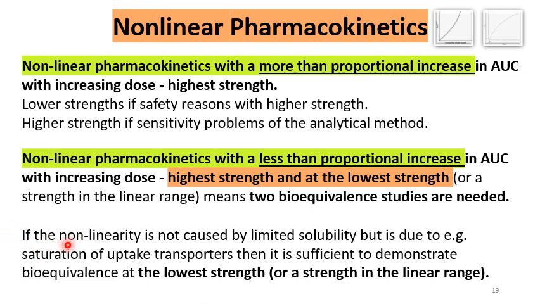Now if the non-linearity is not caused by limited solubility but it is due to the saturation of uptake transporters, then it is sufficient to demonstrate bioequivalence at the lowest strength or the strength in the linear range. This is very important. If your higher strength is showing non-linear pharmacokinetics because of saturation of the uptake, that time lower strength or the strength which is at the linear range can be selected.